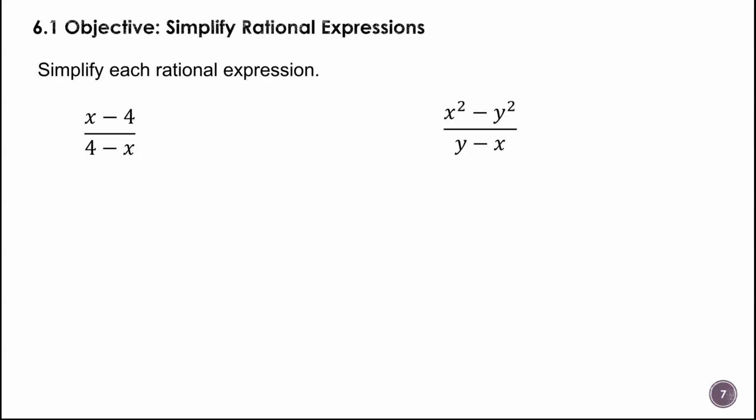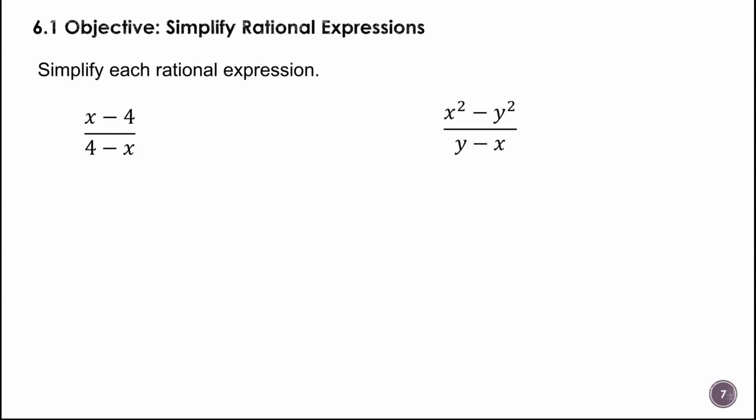All right, so this is the second video for rational expressions and functions, and we're simplifying rational expressions right now. So notice on this one we have x minus 4 divided by 4 minus x. X minus 4 and 4 minus x are opposites, meaning opposites in signs.